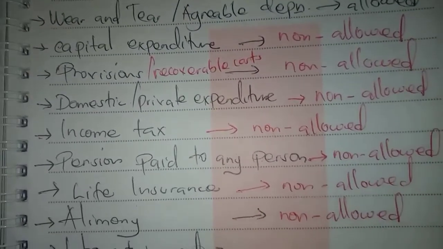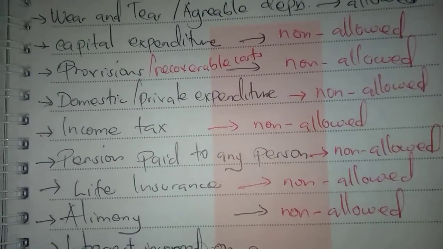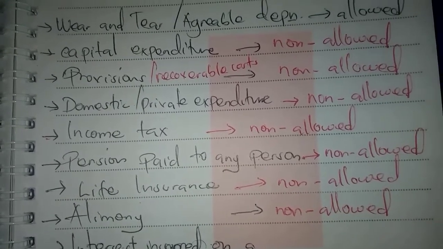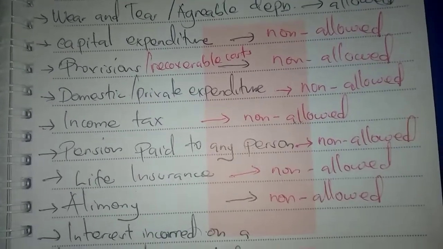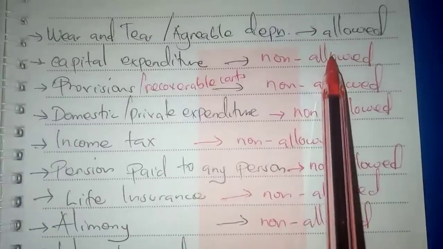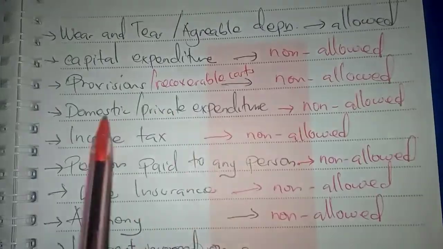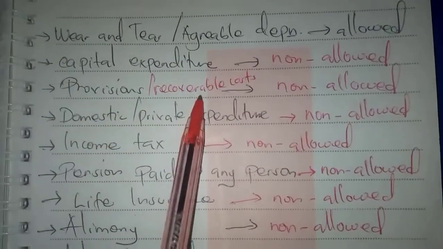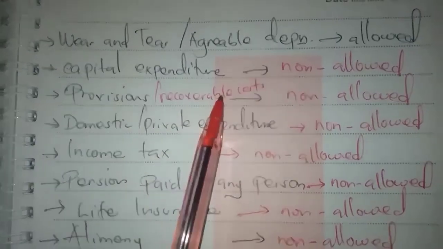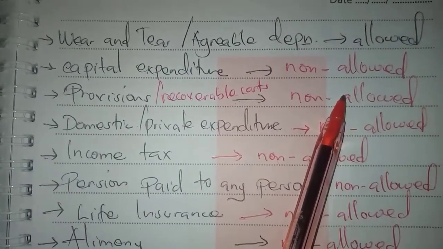Like purchase of a motor vehicle, purchase of a van, purchase of things like furniture, software, like that. So any capital expenditure is non-allowed. Then provisions or recoverable costs. Any provision that is given in the question or recoverable costs, they are non-allowed.